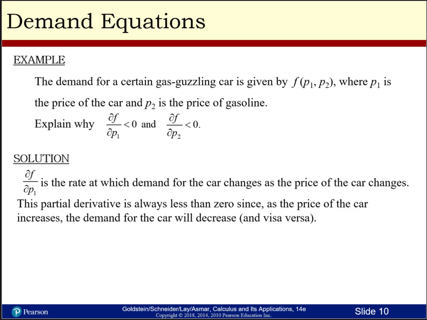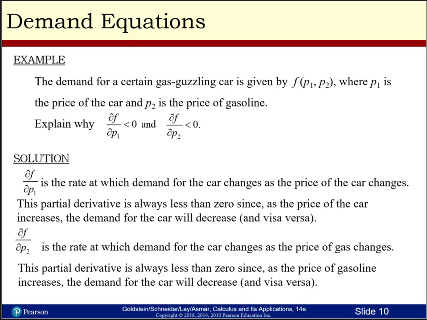Well, the partial of f with respect to P1 is the rate at which demand for the car changes as the price of the car changes. This partial derivative is always less than 0 since as the price of the car increases, the demand for the car will decrease and vice versa. The partial of f with respect to P2 is the rate at which demand for the car changes as the price of gas changes. This partial derivative is always less than 0 since as the price of gasoline increases, the demand for this car will decrease and vice versa.